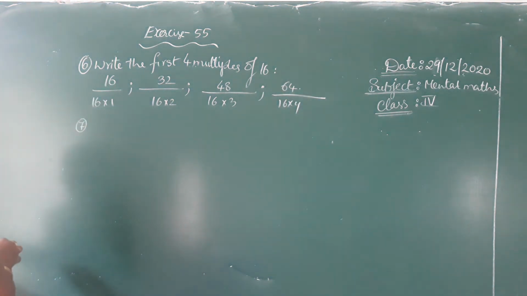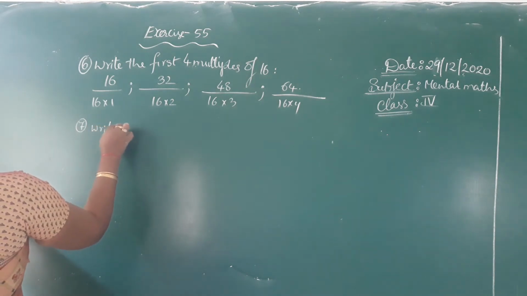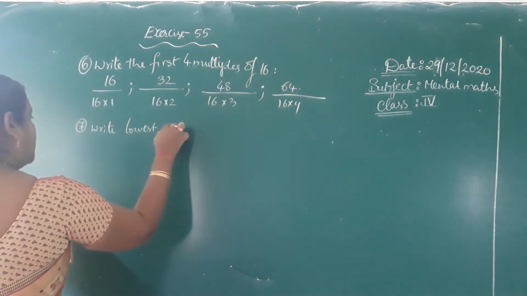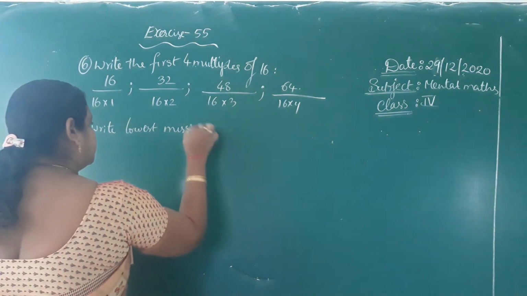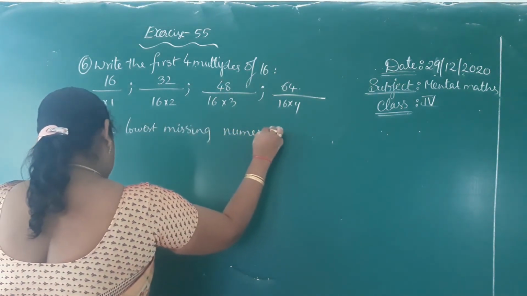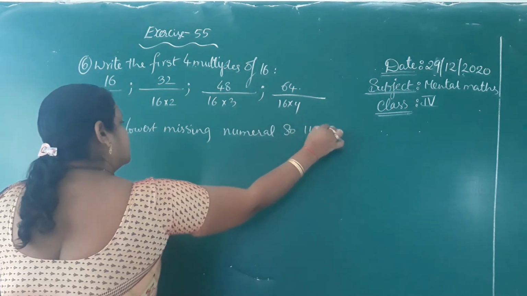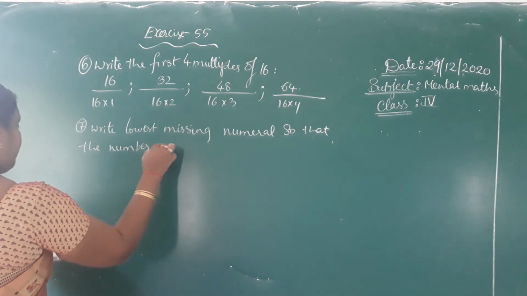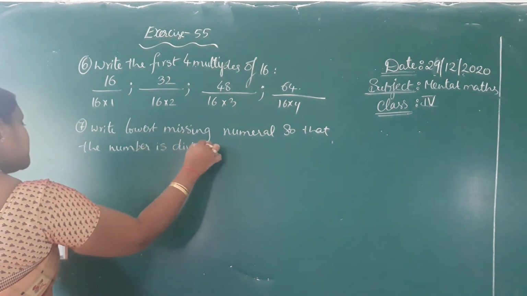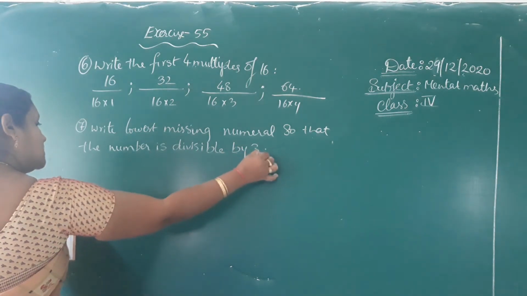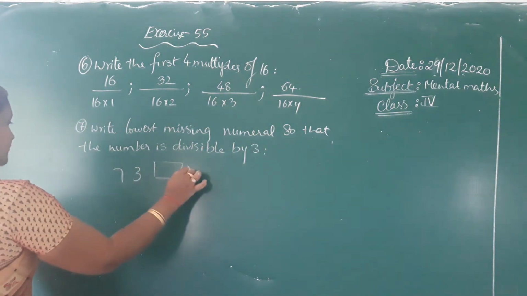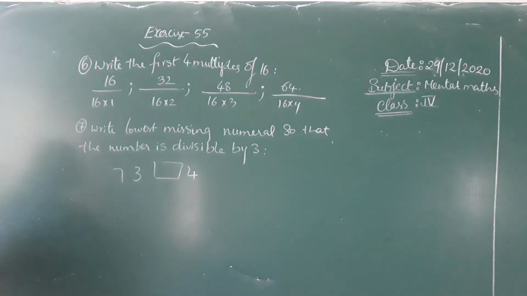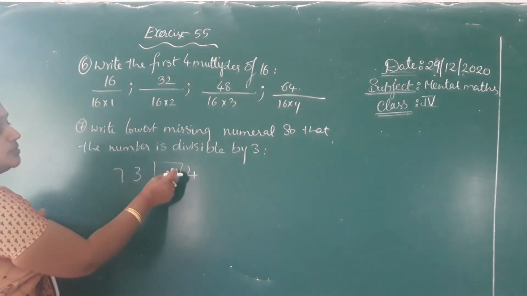See the seventh one, children. Write the lowest missing numeral so that the number is divisible by 3. So they have given one number, 7 3 blank 4, and here they are saying this number should be divisible by 3, which means it should satisfy the rule of divisibility of 3. That means you have to place a numeral here to satisfy that rule.